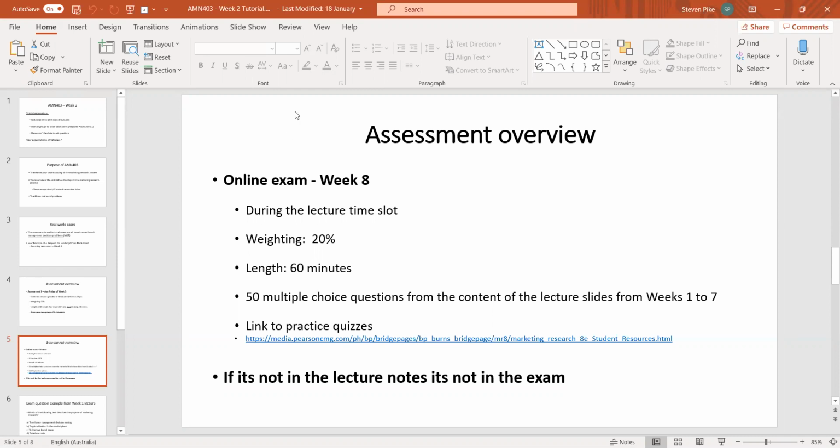So a key point: if it's not in the lecture notes, it's not in the exam. So can't be fairer than that. All of the lecture notes have been uploaded for the entire semester. So that's where the questions will come from.